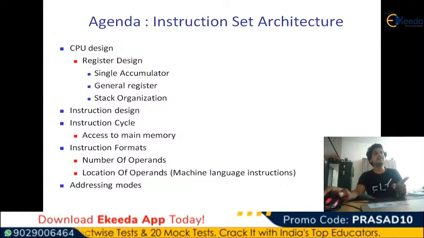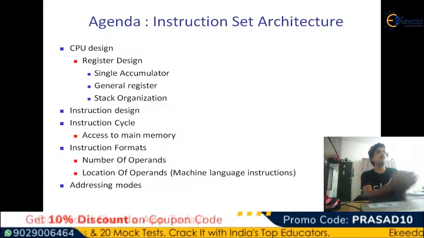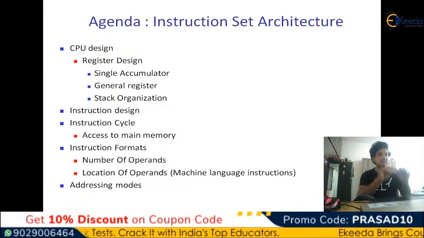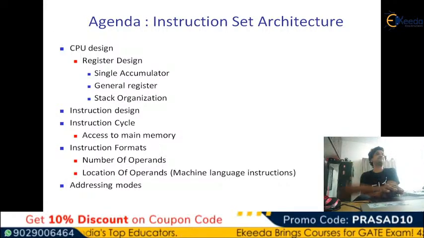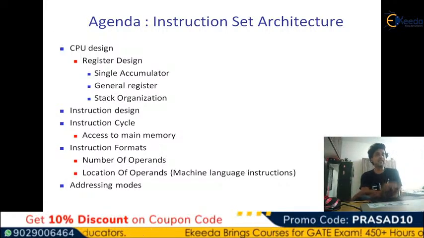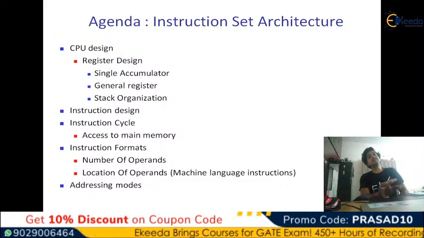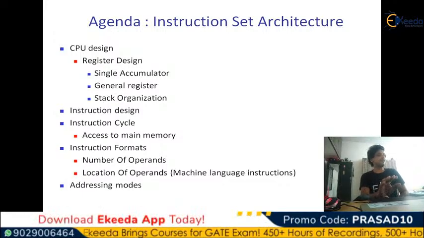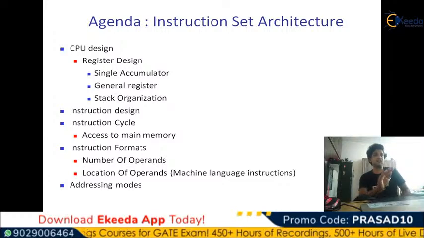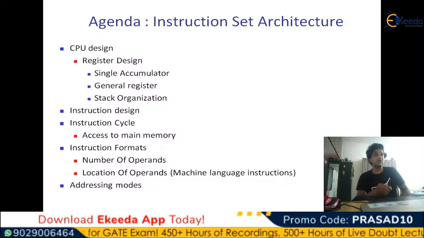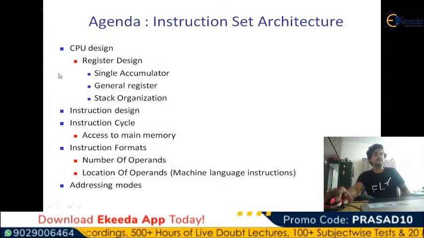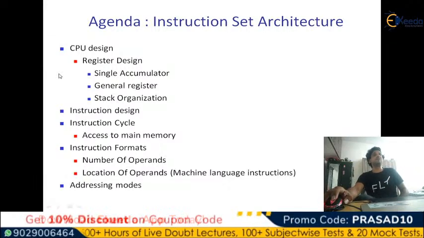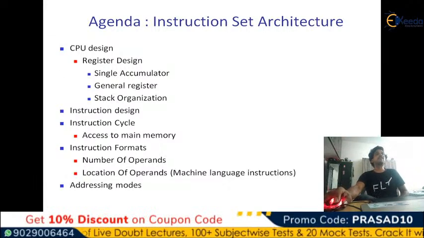You can't think from the point of view of an end user at all. You need to think from the point of view of a designer only. So for that reason, you never think from the point of view of an end user or a programmer. We are designing the system. As we know, CPU design involves register design, control unit design, and ALU design. We will start with register design.